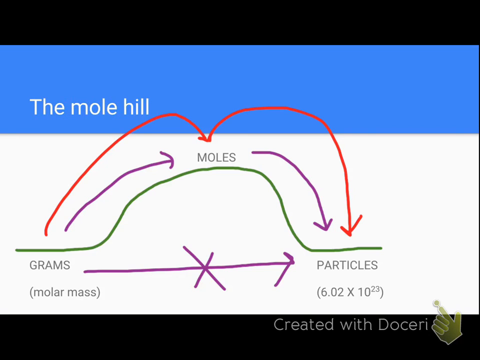When we're talking grams, you're going to associate that with the molar mass. And when we're talking particles, you're going to associate that with that 6.02 times 10 to the 23rd number. I'm not going to give you this on a quiz, so make sure that you are familiar with this on your own if it does help you. If it doesn't, that's fine too.